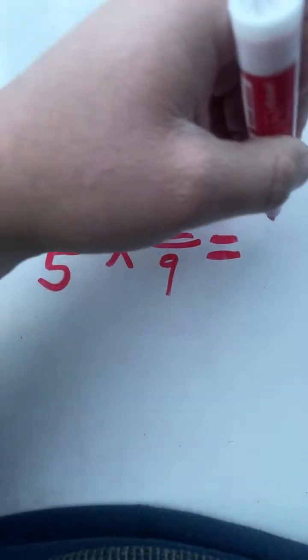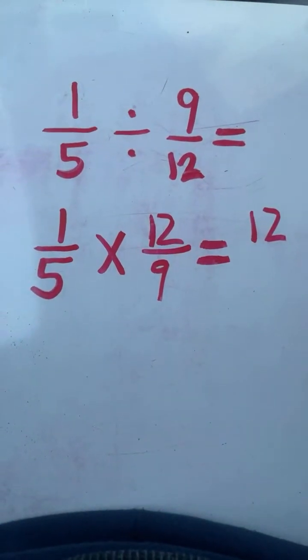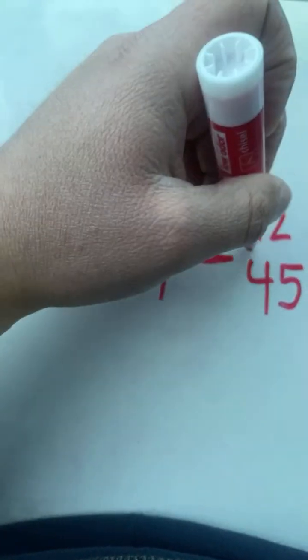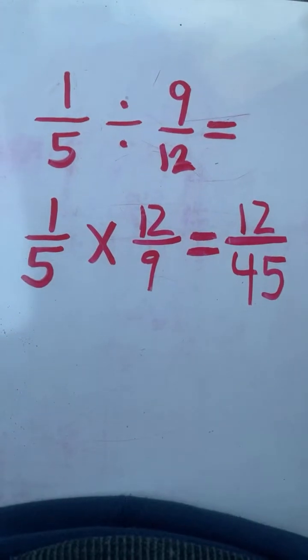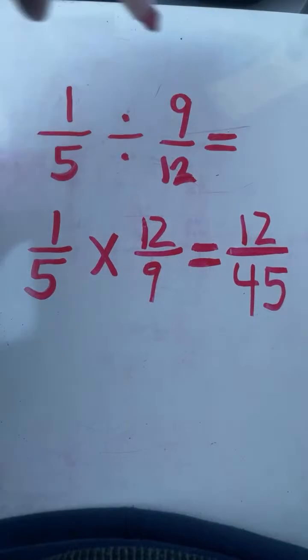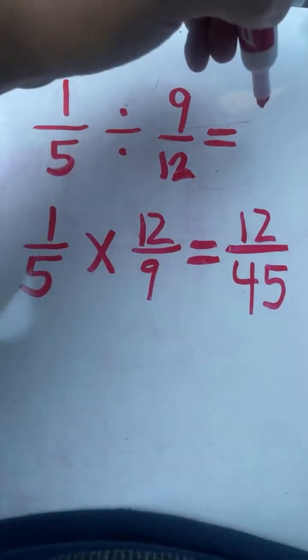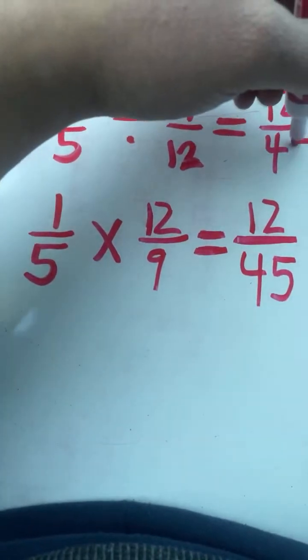1 times 12 equals 12. 5 times 9 equals 45. We have our final answer. 1/5 divided by 9/12 equals 12/45.